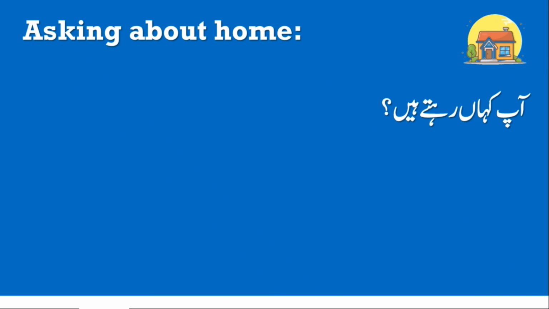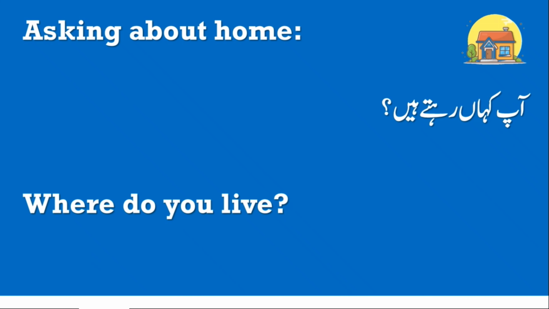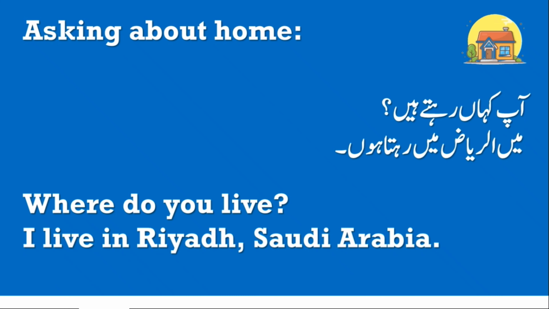Where do you live? There are two kinds of this word. Live is also a word and life is also a word. The spelling is exactly the same. Live means where you stay. Life means something which is broadcasted to you, something which is shown to you on television, live, right? I live in Riyadh, Saudi Arabia.